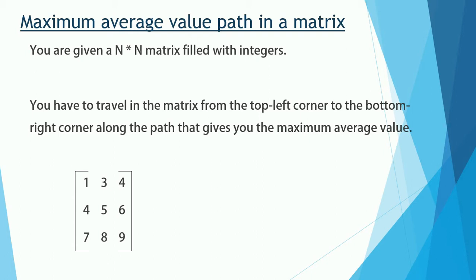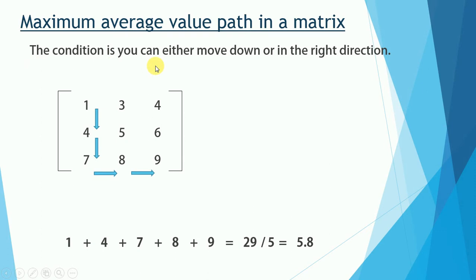Now there is a condition on how you can travel inside this matrix. Let's check that out first. Alright, so the condition says that you can either move down or in the right direction. It's that simple. So if you are starting from here, which is the top left corner, then you can either move to 3 or you can move down to 4. And the same is the case with every number over here. So if you are at 3, then you can either move to 4 or move to 5. You cannot go directly to 6. So this is the condition.